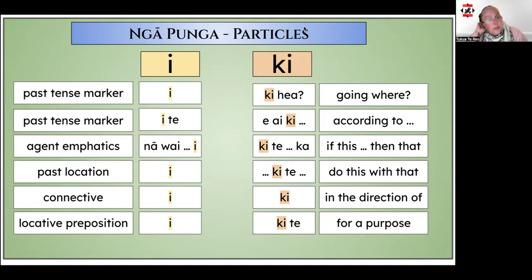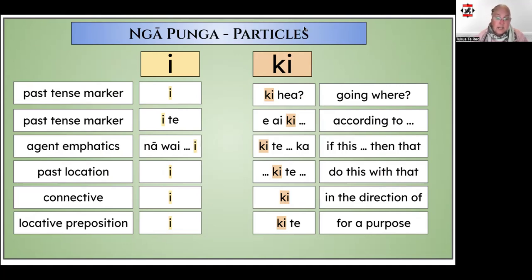Here's a list of the different ways that each of the particles can be used. There are 6 uses for each particle here. E can be used as a tohu wā, which we covered in the video series about reremahi. It can be used as part of the agent emphatic sentence, nā wai, as a past locative to indicate having been in a particular location in the past, as a connective or pūhono, and in a locative preposition sentence, rerenga wāhi. I've listed 6 examples of ways to use ki here as well.